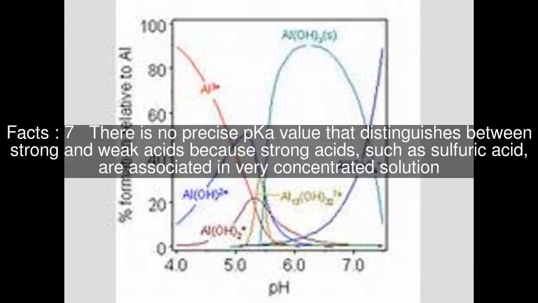There is no precise pK value that distinguishes between strong and weak acids because strong acids, such as sulfuric acid, are associated in very concentrated solution.